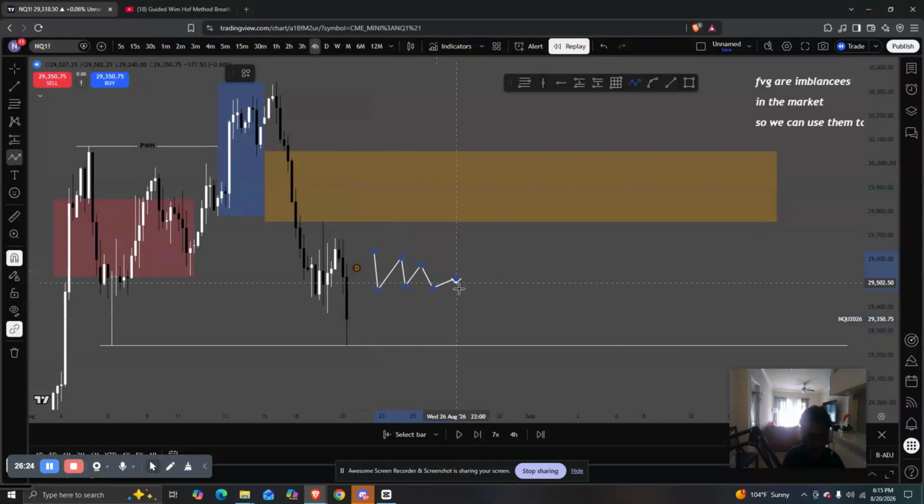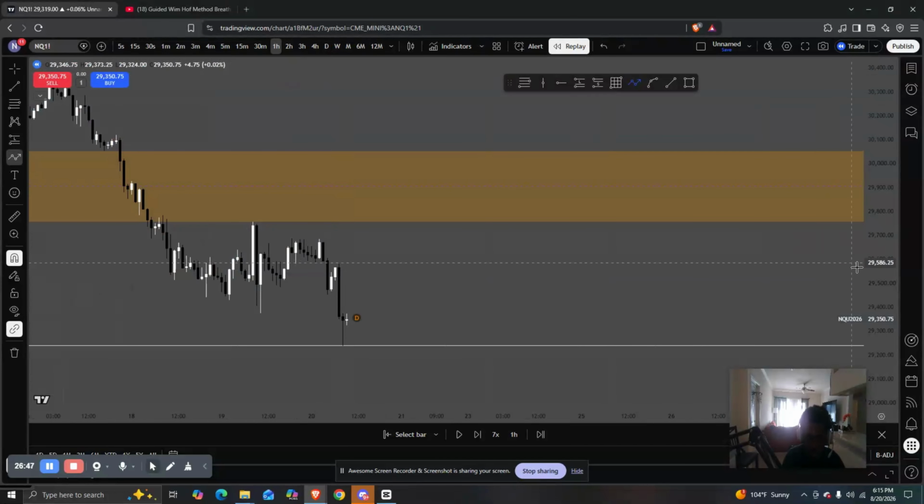So we have our accumulation, we have our manipulation here. So potentially we could go higher towards the daily gap. It's either we take shorts towards this low, or we can take the longs after it sweeps out this low and does whatnot. Cool.